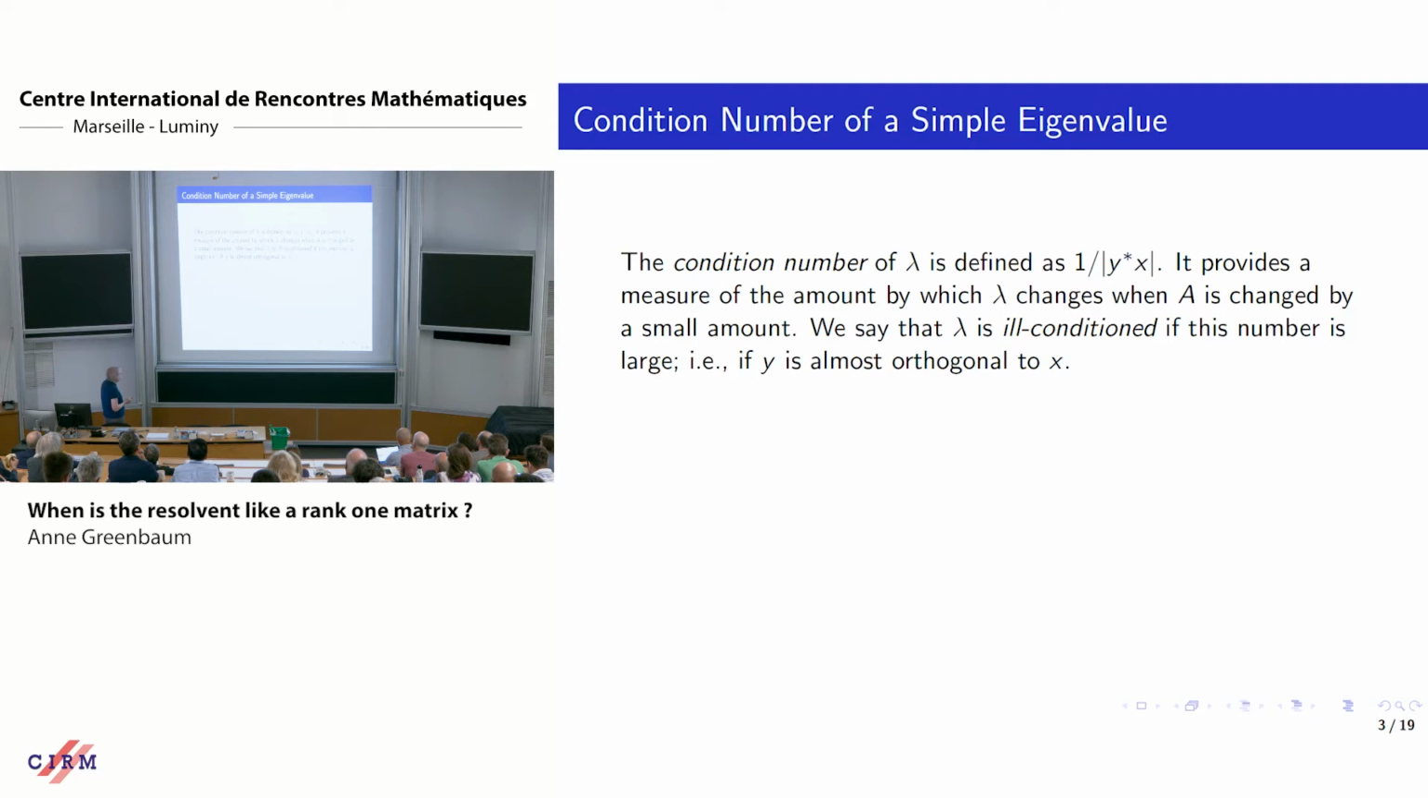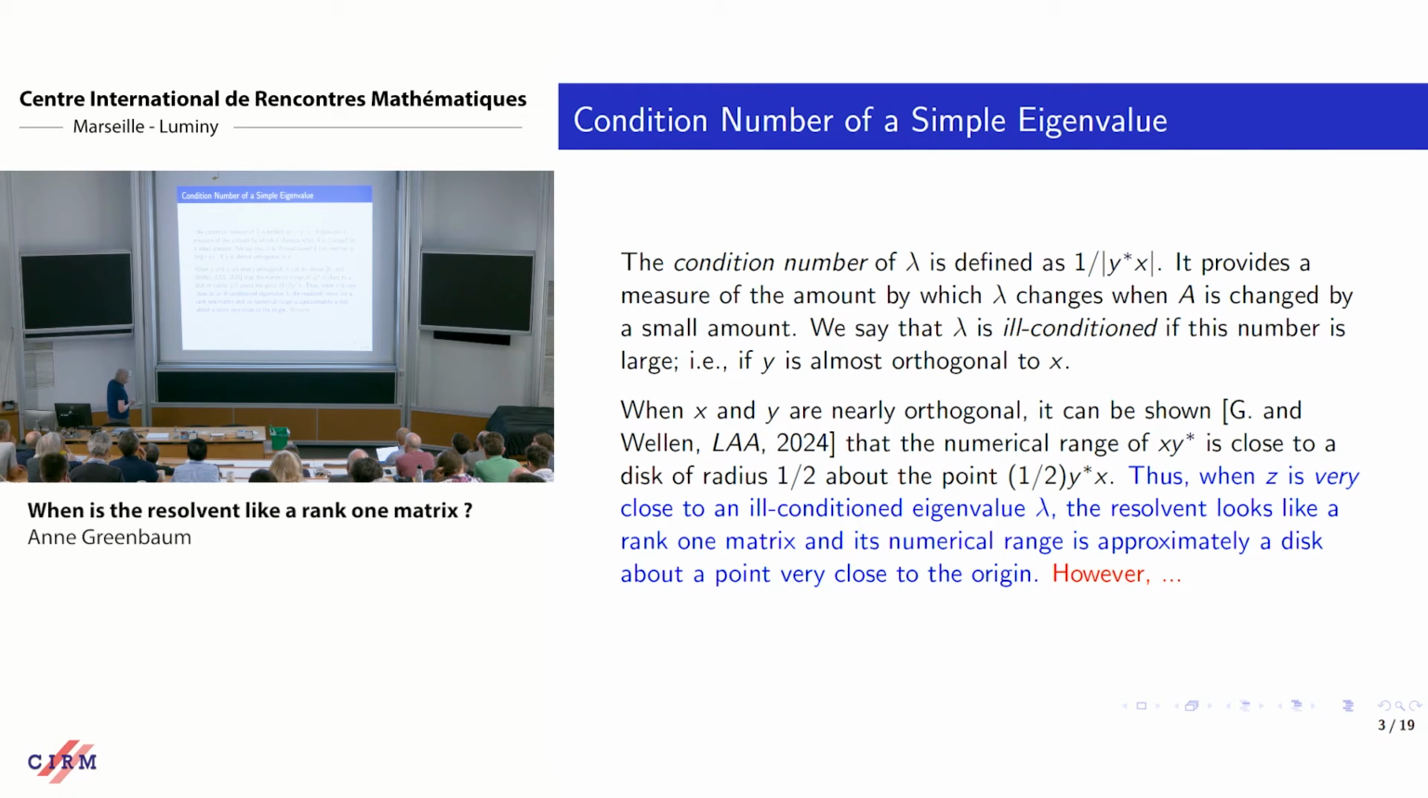The condition number of a simple eigenvalue lambda is defined as 1 over the absolute value of the inner product of the left and right eigenvectors. This provides a measure of the amount by which lambda changes when A is changed by a small amount. And we say that A is ill-conditioned if this number is large, that is, if y is almost orthogonal to x.